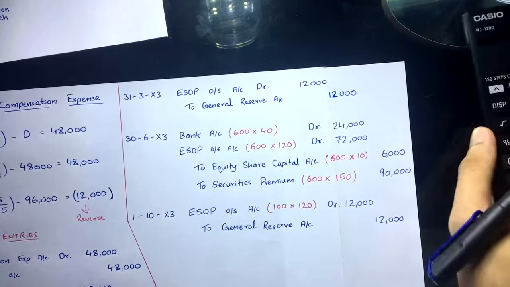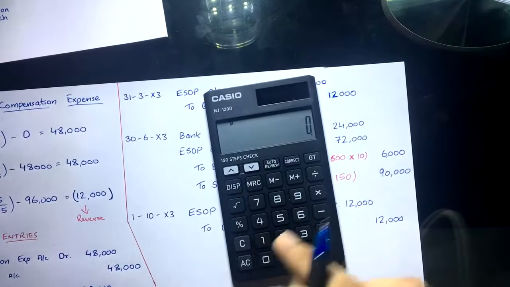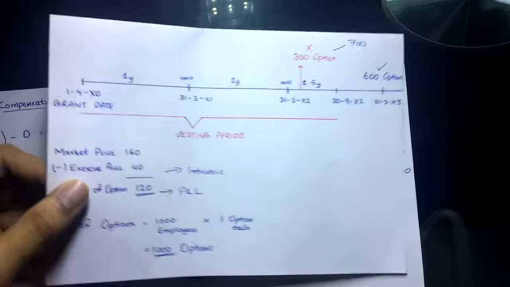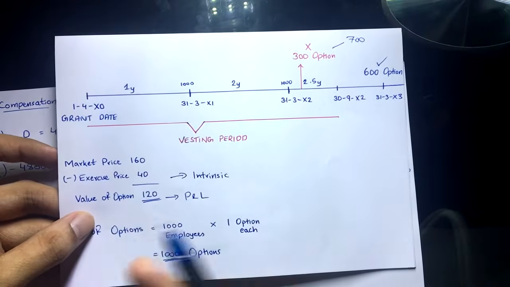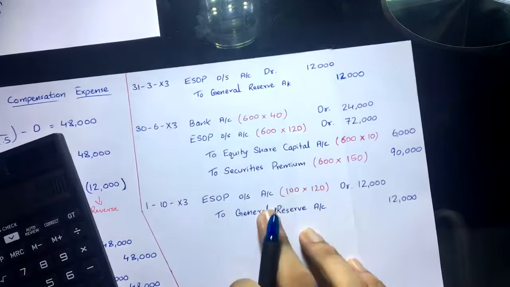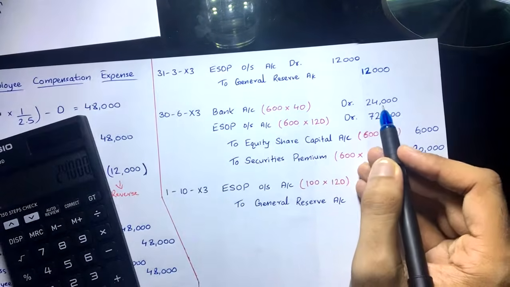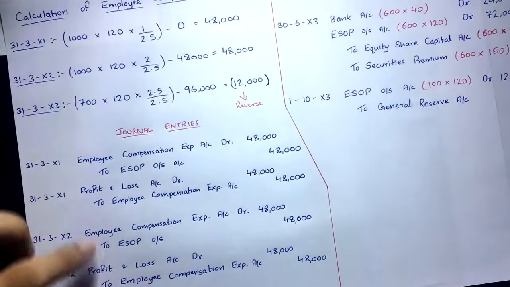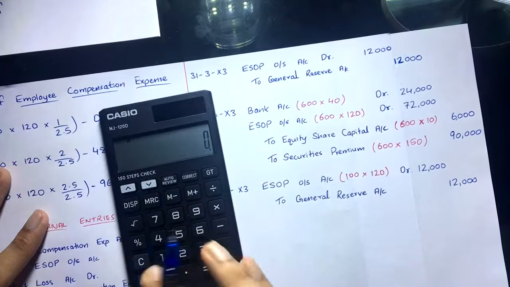So 600 into what? See here, 600 options have been exercised, and at what? At the exercise price. Exercise price से हमको पैसा आएगा into 40. So that's equal to 24,000. So 24,000 will go to bank account debit. Yeah. And then ESOP outstanding. These liabilities which you were recognizing in the past at the end of every year, you have to cancel that liability because you have fulfilled your obligation.